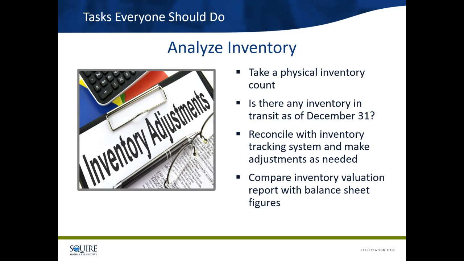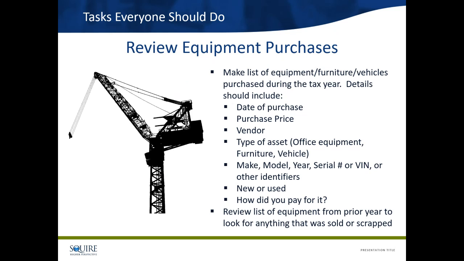The next section is equipment purchases. And we've got a picture of a crane here, but equipment can be anything from heavy equipment to office equipment, medical equipment, furniture, or vehicles that you may have purchased during the tax year. Maybe you are doing really well and you got an airplane. I don't know, but those are going to be all fixed assets that you want to double check and make sure that you have recorded on your asset list.